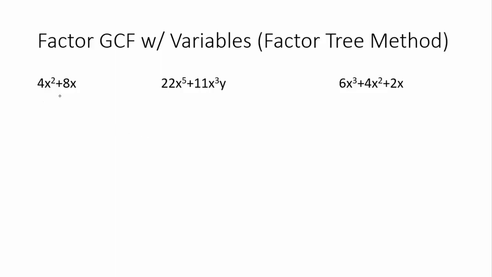Alright guys, welcome back. This is the second part of the video on factoring GCFs using the factor tree. In this video, we're going to talk about how to factor greatest common factors that sometimes have variables in them. In the last video, we talked about factoring greatest common factors that only had numbers. This time we're going to see what happens when the GCF has letters in it that we have to take out, and it really doesn't change too much.